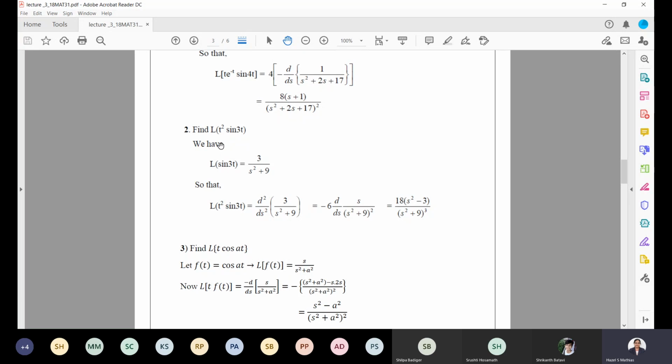Now apply the second property to t square into sine 3t. What will be the power of t? Power of t will be 2. So it will become minus 1 power 2. Minus 1 whole square will be positive. D square by ds square into 3 divided by s square plus 9. Now what do we have to do? We have to differentiate it 2 times, d square by ds square.